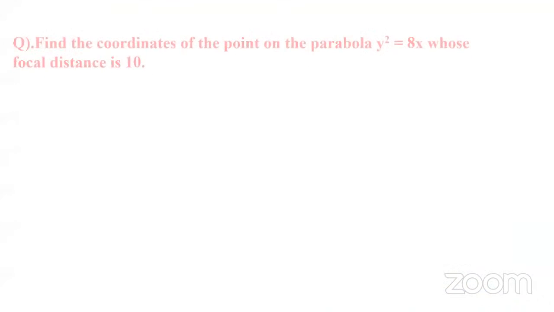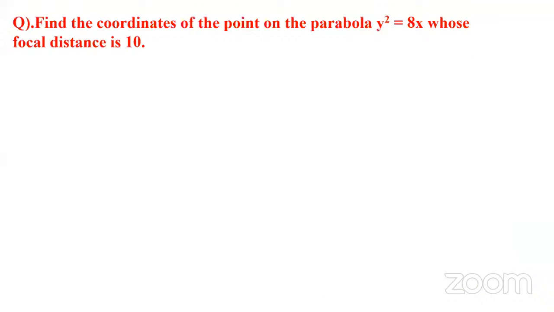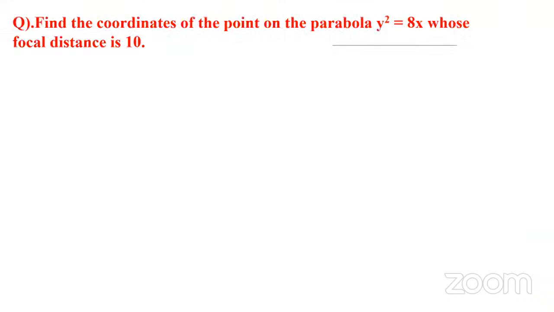Next, we solve one problem here. Find the coordinates of the point on the parabola y square equal to 8x whose focal distance is 10. What is it asking? Find the coordinates, that is, the point P, which lies on y square equal to 8x and whose focal distance is 10. Observe this figure.